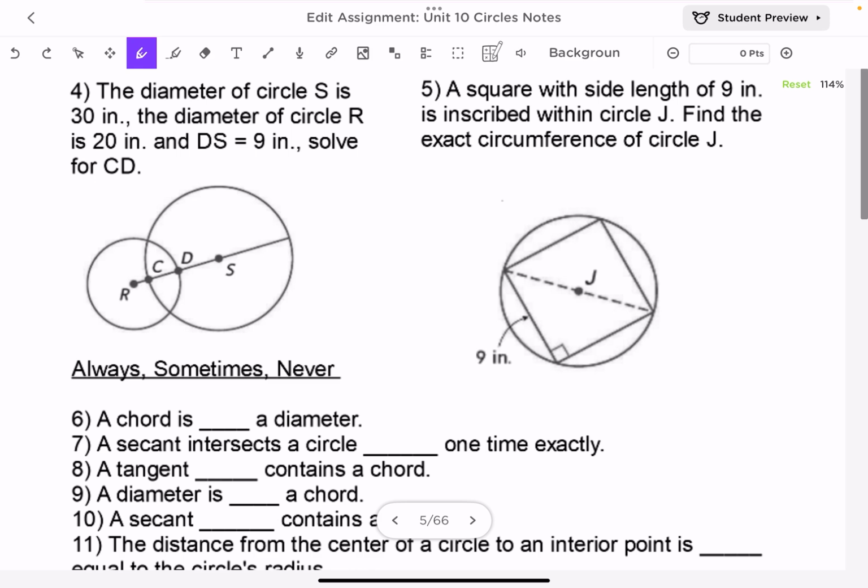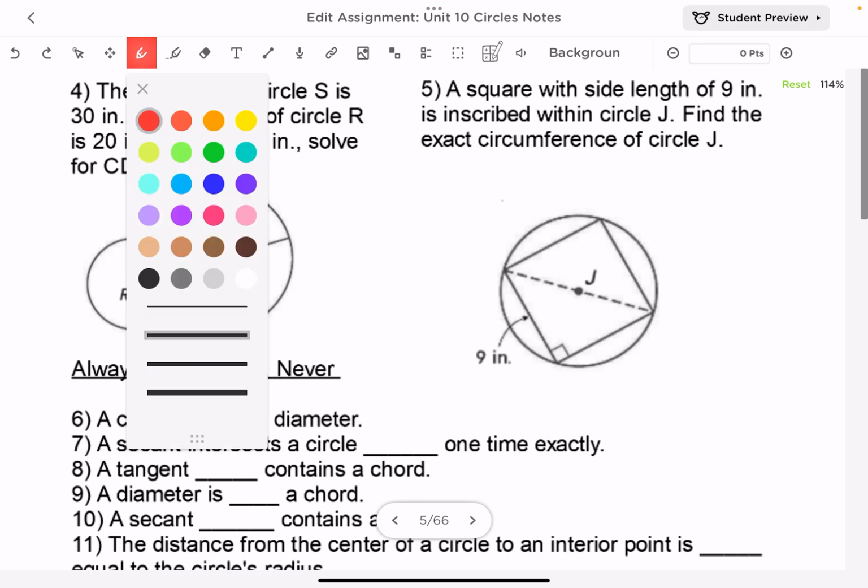The diameter of circle S is 30 inches. The diameter of circle R is 20 inches, and DS is 9 inches. Solve for CD. All right, so let's see what's going on here. It says the diameter of circle S is 30 inches. Okay, so the diameter is 30, which means this purple piece would be 15 because it was giving me the whole diameter. And then it says the diameter of circle R is 20 inches. Okay, so half of that would be 10.